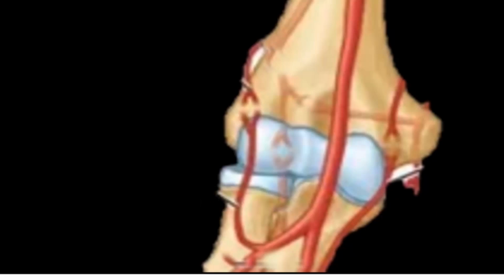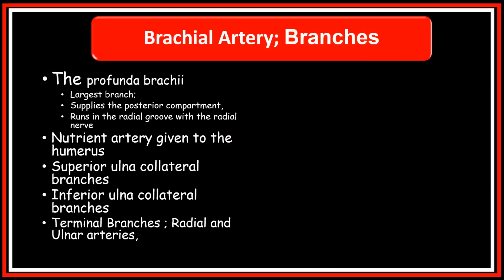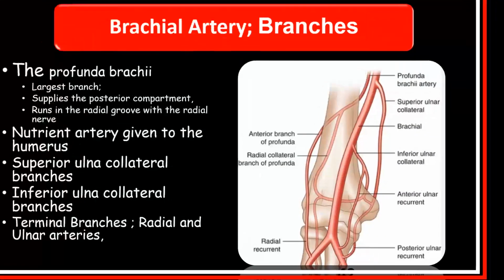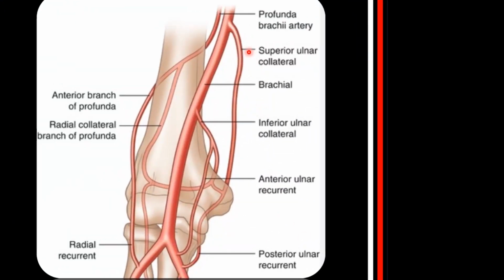So let's make progress. We will now wrap up our lecture by looking at the branches. This gives us a very good illustration of the branches. Here we're seeing the brachial artery still coming down. But at this point, it has given off the deep branch I told you about, which will run posteriorly and go to the posterior compartment. That deep branch coming off from the brachial artery is called the profunda brachii artery, or the deep branch of the brachial artery.